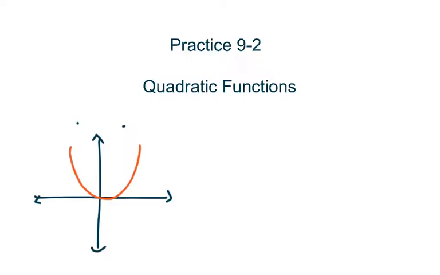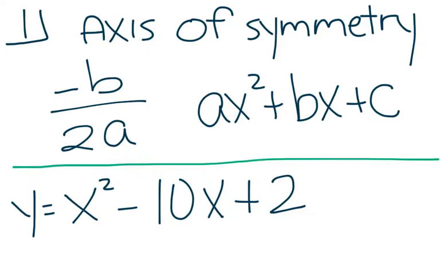Practice 9-2 quadratic functions. So when we have a quadratic function in the form of ax squared plus bx plus c, we can't just look at this last constant and say, oh, this is where the y-intercept is, because we have this bx right here. So if we want to know where the vertex is, we first need to find the axis of symmetry.